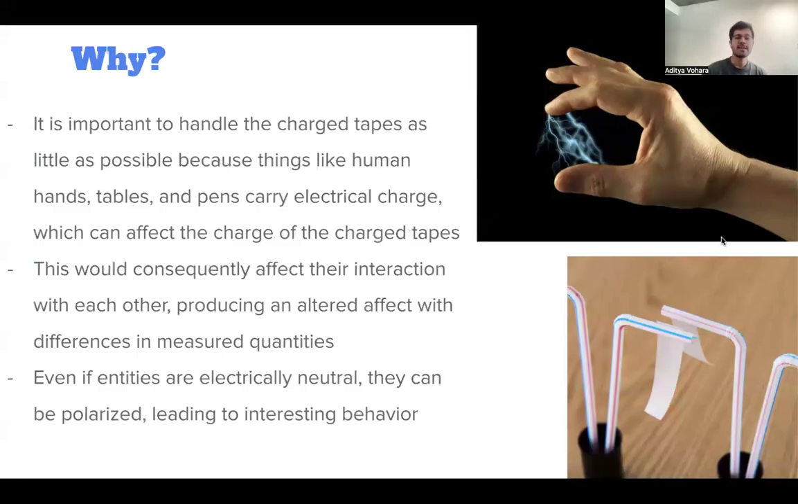Also, an important factor here is to make sure that we handle the charged tapes as little as possible, because with human hands or tables or any other objects, the charges might flow from one object to another, and this will affect the interaction between them. So even if the entities are electrically neutral, they can be polarized, leading to some interesting behaviors.